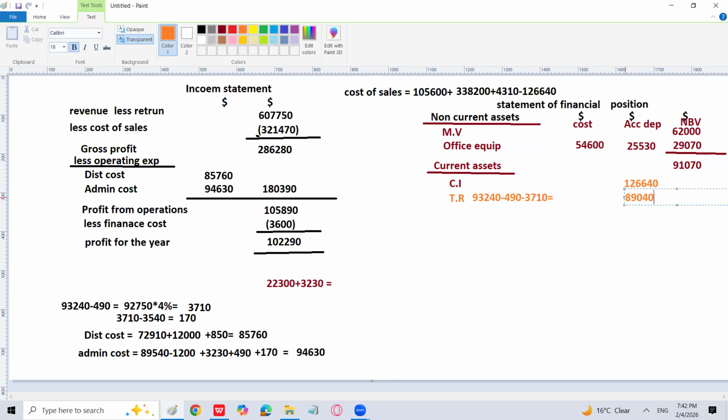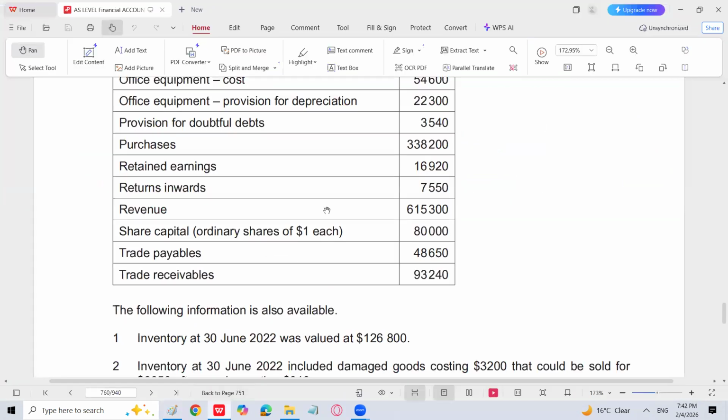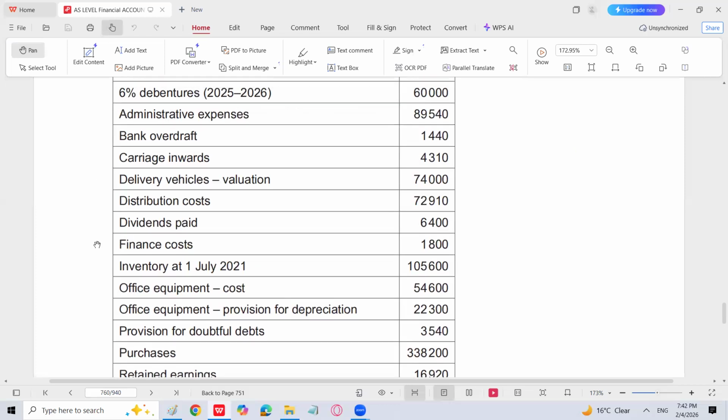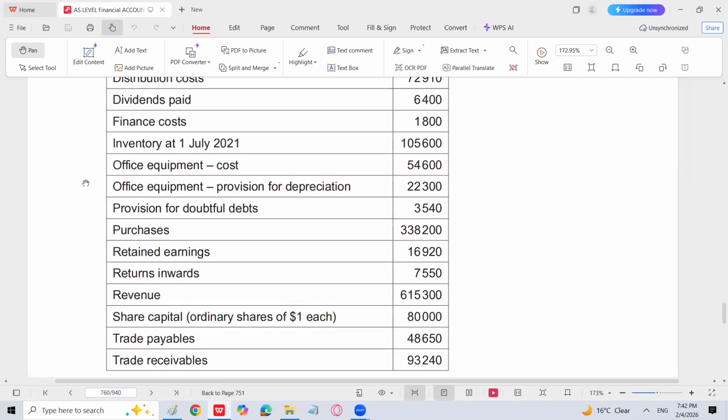89040. Next question is this, sir. Why you have subtracted 490 from trade receivable? Yes, because these are the bad debts which are not written off yet, which is to be written off. So that will come in the expenses also, and that will also be shown. They also be subtracted from the trade receivable in the current asset. Even we have calculated provision after subtracting from trade receivables. This is how we used to do this.